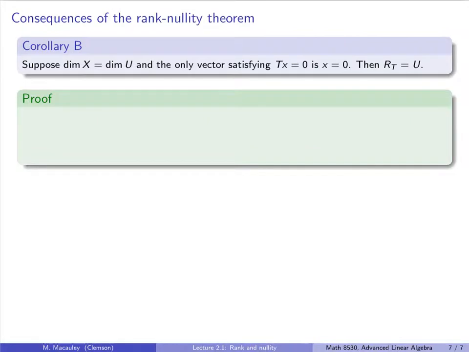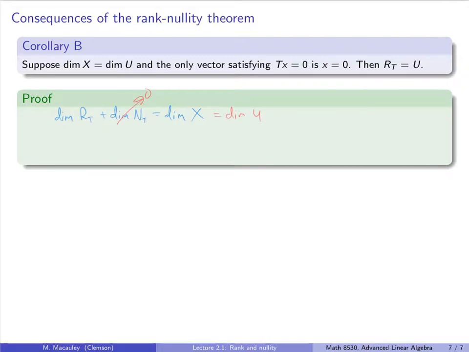Our second corollary is also simple. It says that if x and u have the same dimension and the null space is only the 0 vector, then the range has to be all of u. So once again, if we just write out the rank-nullity theorem, it says that the dimension of the range plus the dimension of the null space equals the dimension of x. Now what this is saying is the dimension of the null space is 0. Then the dimension of the range has to be equal to the dimension of x, and by assumption this is equal to the dimension of u. So the range is a subspace of u of the same dimension, so they have to be the same.